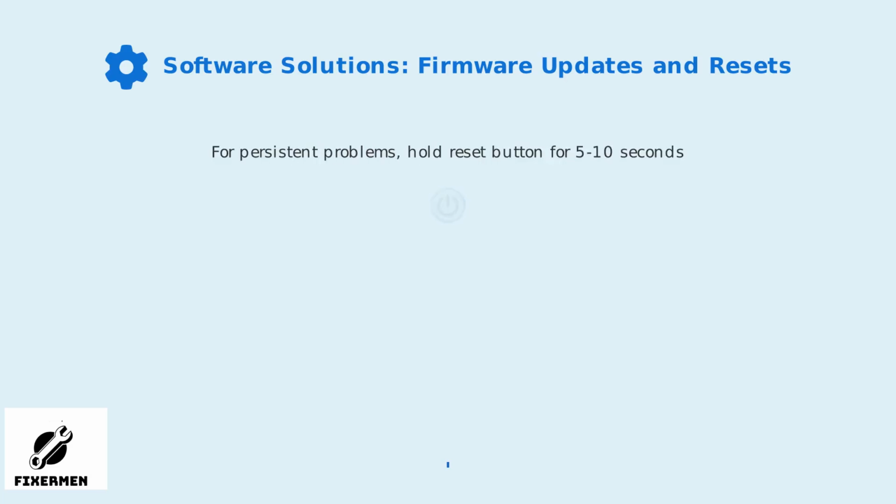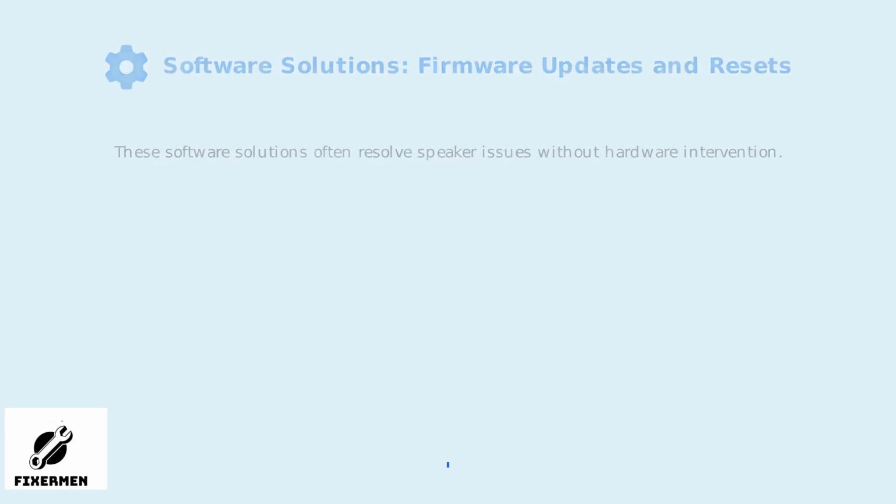For more persistent problems, perform a hardware reset by holding the reset button for 5-10 seconds. For the most persistent issues, perform a factory reset through the app. Note that this will erase all your custom settings. These software solutions often resolve speaker issues without needing hardware intervention.